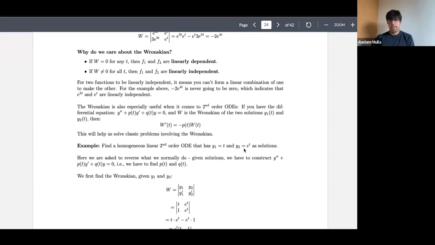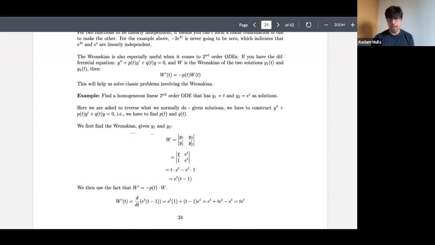So let's use this fact here. We're going to use this equation here. How do we do that? Let's first find the Wronskian. How can we find the Wronskian? We're given f1 and f2, right? We know the solutions are y1 equals t and y2 equals e to the t. So we form the Wronskian: y1 is t, y1 prime is 1, y2 is e to the t, and its derivative is also e to the t. Then we take the determinant and we get this expression for the Wronskian.